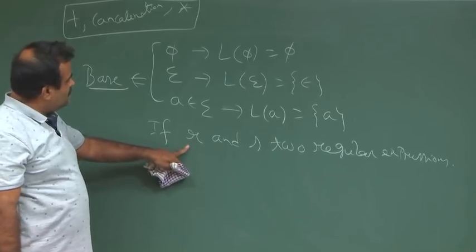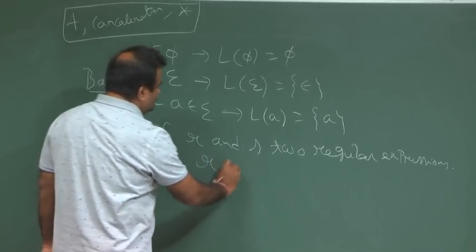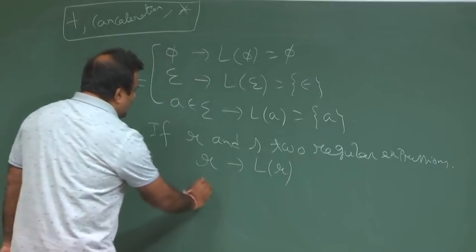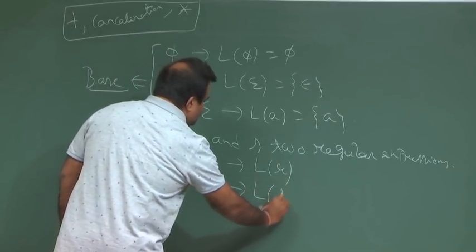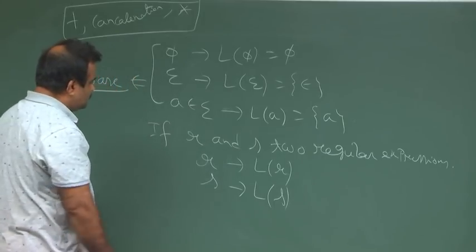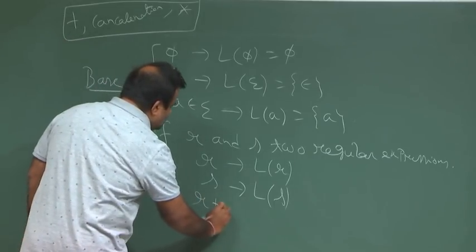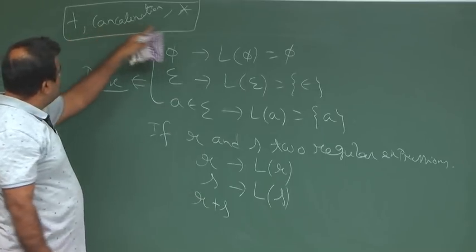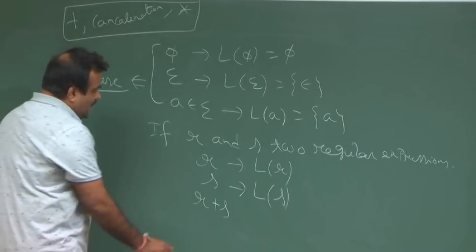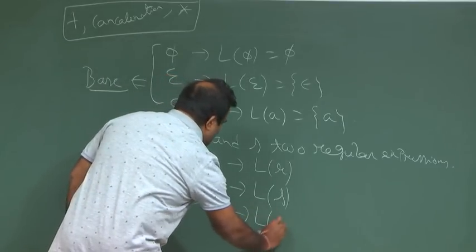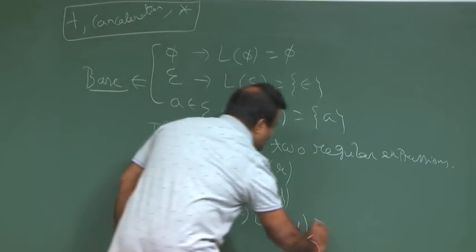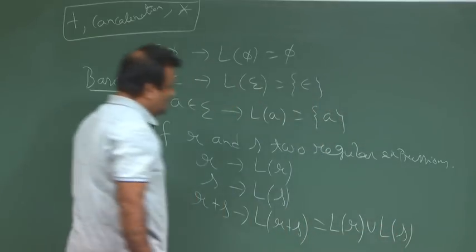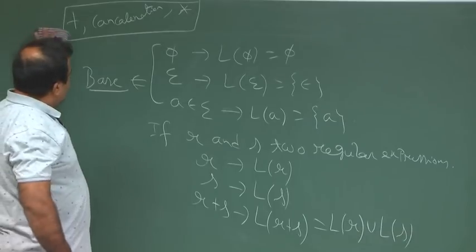Okay, if R is a regular expression denoting the language L of R, and S is a regular expression denoting the language L of S, now R plus S is a regular expression. Here we are using plus as an operator, and the language of this regular expression R plus S is nothing but the language of R union the language of S. This we defined in the last class.